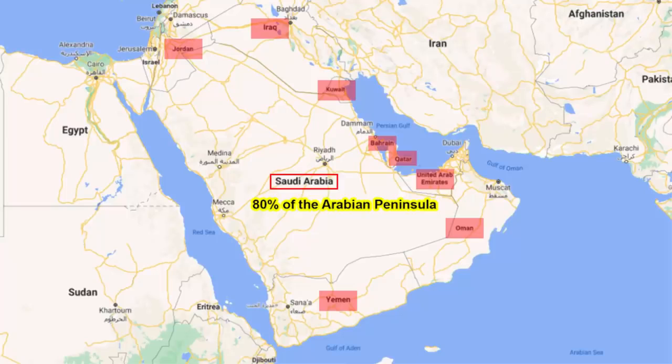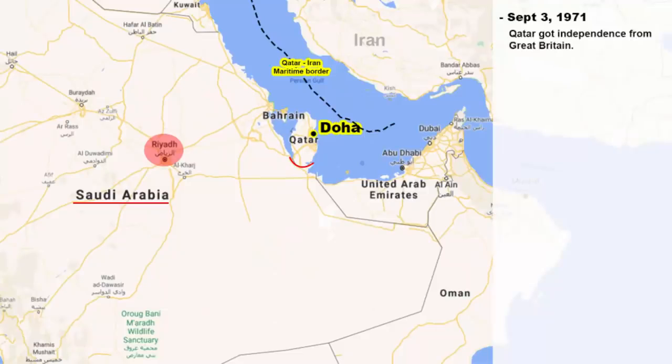Now that you have gained some geographic clarity about Saudi Arabia and Qatar, let me explain why these two countries do not like each other. We have to go back to 1971. Qatar got independence on September 3rd, 1971 from Great Britain. After becoming an independent country, Qatar and Saudi had a border dispute because there was no clearly defined boundary in this part of the Arabian Peninsula.